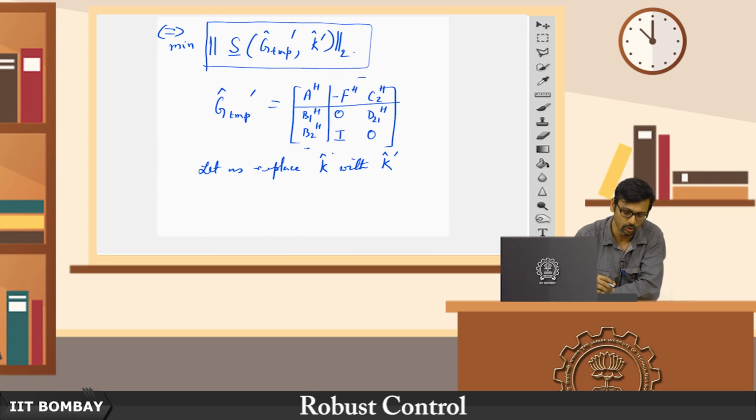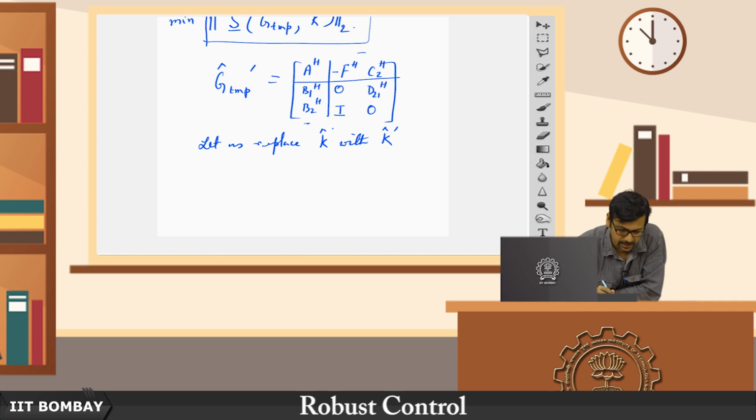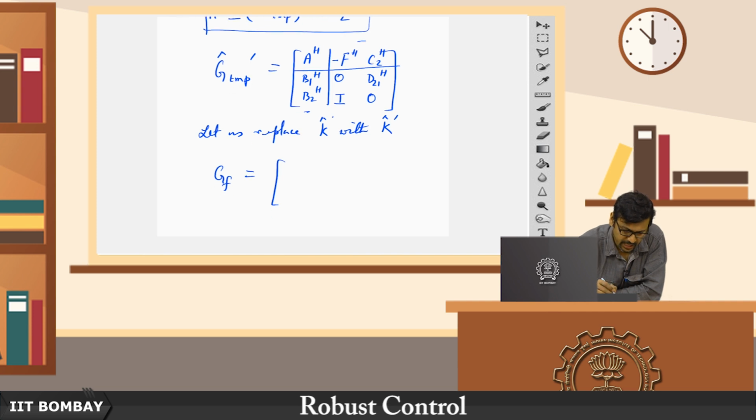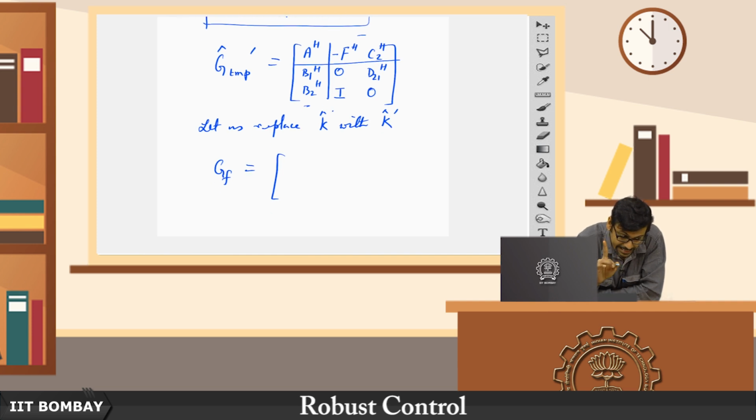Now, we will have a new unknown which is L, which will be part of our GC. So, instead of calling it GC, let me call it GF, okay. So, GF now in terms of the elements of G hat TMP and an unknown L. Earlier the unknown was F, now for the plant being given by G hat TMP prime, the unknown will be L. What will that L be connected with? The L will be connected with the B matrix, and to be precise, the B2 element, which is this, okay.